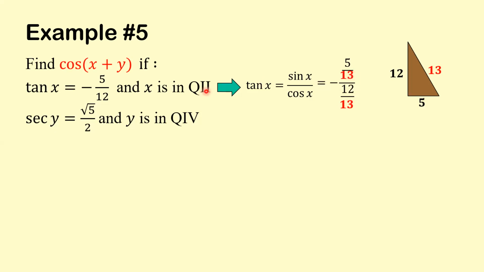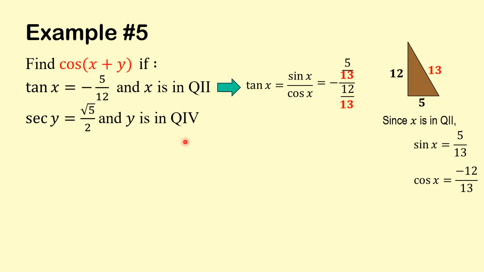So, since nasa quadrant 2, di ba? Sa quadrant 2, sino yung positive? Si sine. So, that means sine is positive, cosine is negative. So, we have sine x, 5 over 13, cosine x, negative 12 over 13. Okay, so may pang-plug in na tayo dun kay sine tsaka cosine x.